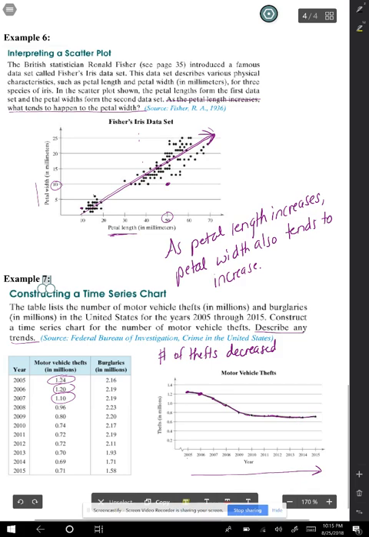So the number of thefts decreased until about 2010 or 11, I'm going to say 2011, then remained the same.